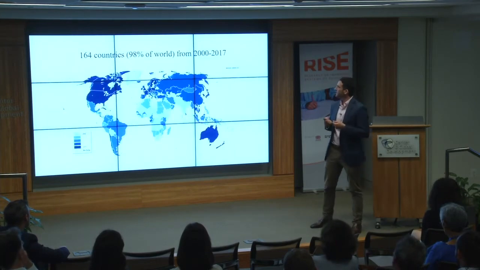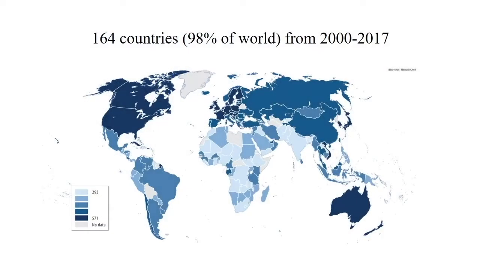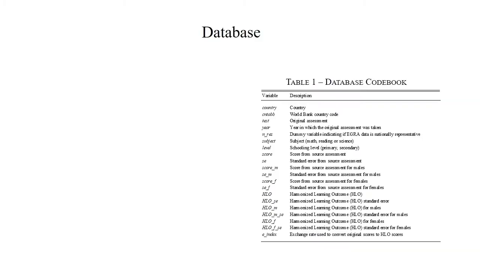So just to describe the database, it covers over 98% of the world from 2000 to 2017. So we think that's pretty good. We're still adding more countries in future updates. For the database itself, we have a cookbook in the paper for how you might use it and the various variables. The goal is to be pretty disaggregated.